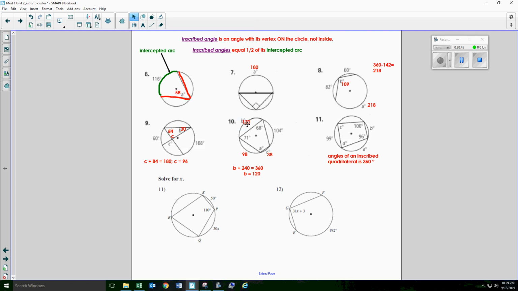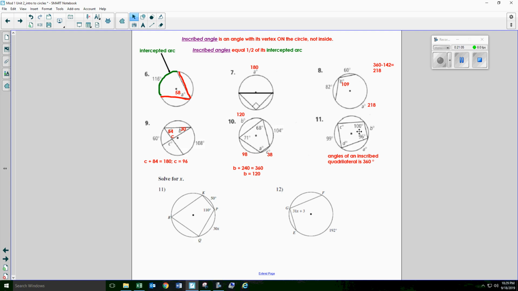Okay, so you have to remember arcs add to 360 degrees, all of them in the whole circle. We know the inscribed angle is half of its arc. So I take that angle and double it. That gave me the 136. I double that, gave me the 142. Okay, so that's how you figure out this one.